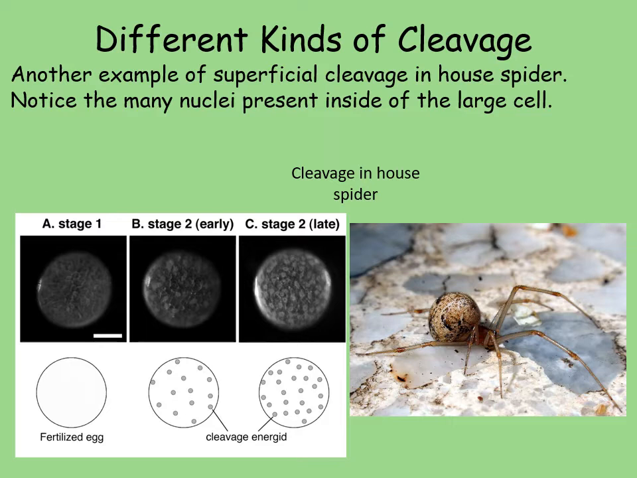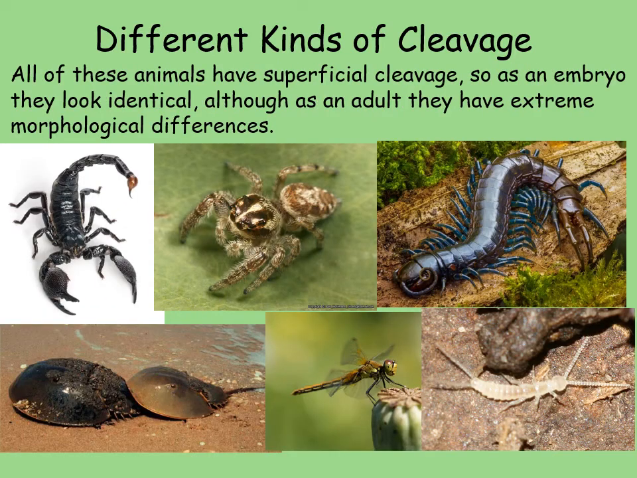So here's another example of superficial cleavage in a house spider. You can see the stage C here, that's one big cell that's all made up of many different nuclei. So that's another example of superficial cleavage. All of these animals shown here would have superficial cleavage. As an embryo, they look identical, even though as an adult, they have pretty different morphological differences between them.